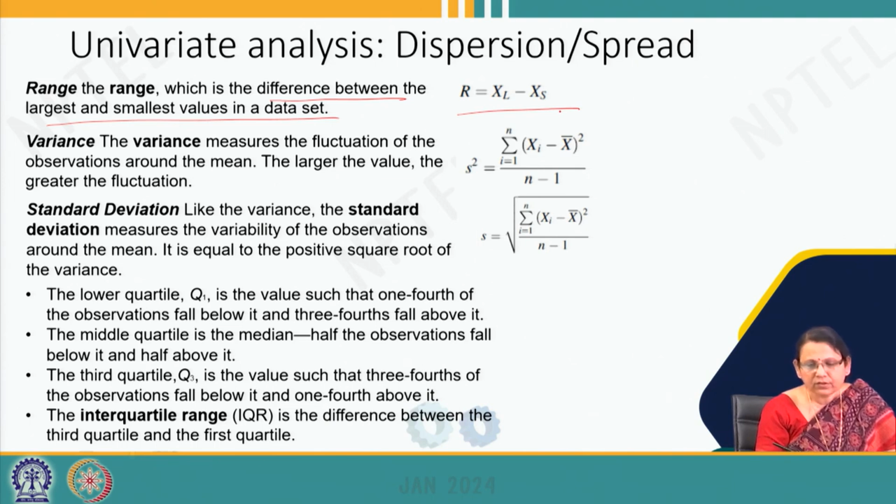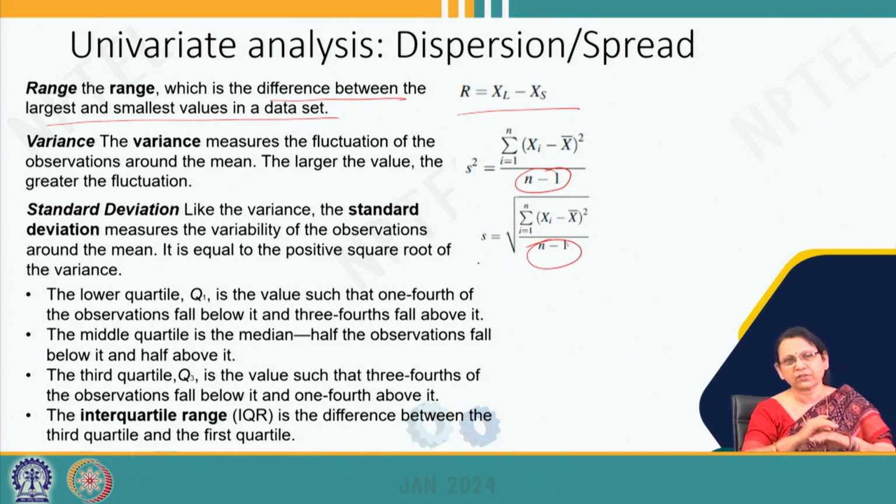Variance. So, variance measures the fluctuation of the observation around the mean. The larger the value, the greater is the fluctuation. And standard deviation, as you know, it is the square root of variance. So, in this particular context, we have considered the sample variance. As you know, there are two concepts. One is the population, which represents the entire data about something, and sample is a very small part. So, whenever we are using sample, instead of using n, we will be using n minus 1.